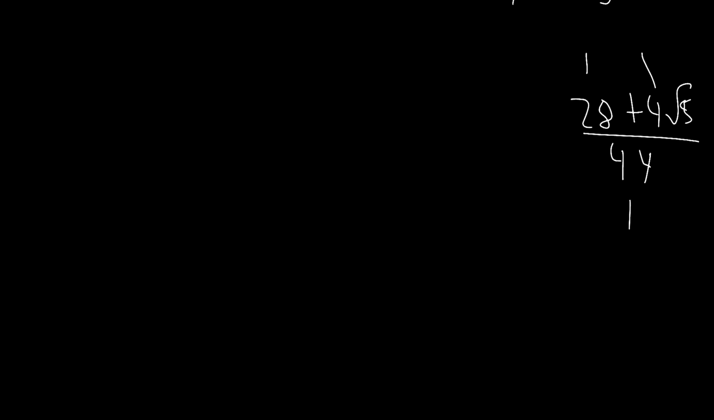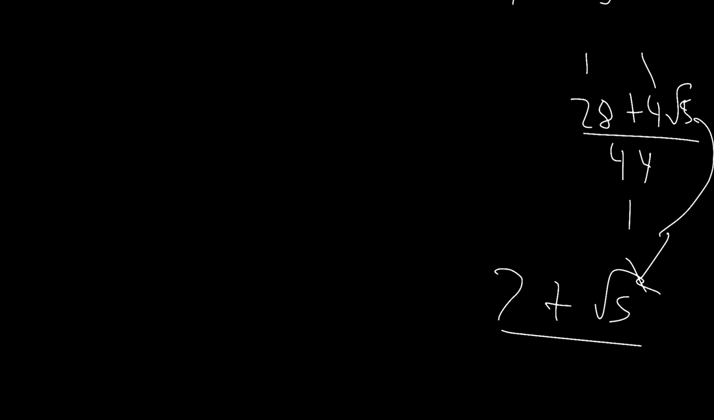So we would have 28 divided by 4 gives me 7, and then 4 divided by 4 is 1, so we'd ignore that and we just chuck in the root 5. So 7 plus root 5 over 44 divided by 4 is 11, so I have 7 plus root 5 over 11 being the most simplified version after we rationalize the surd.